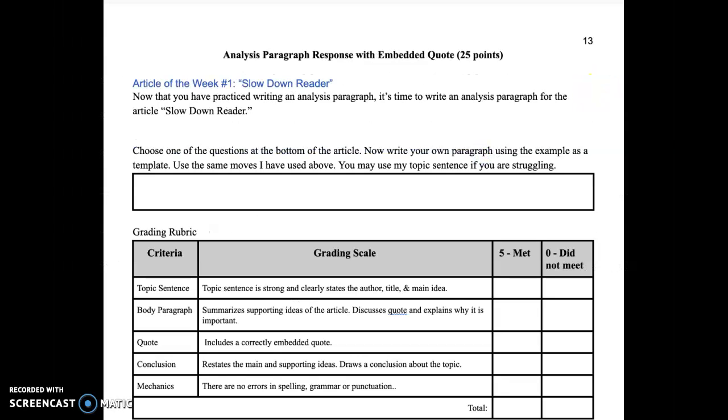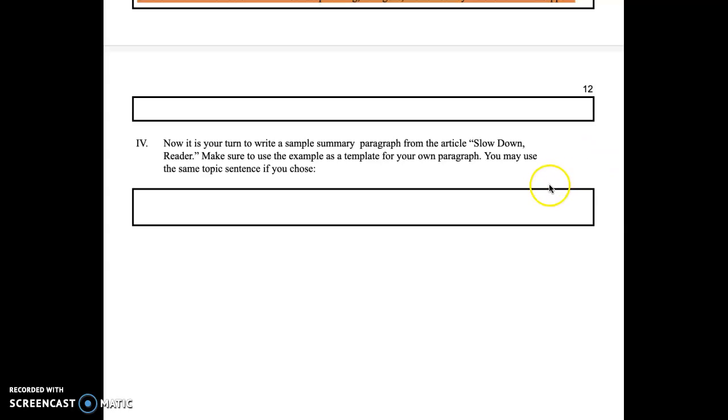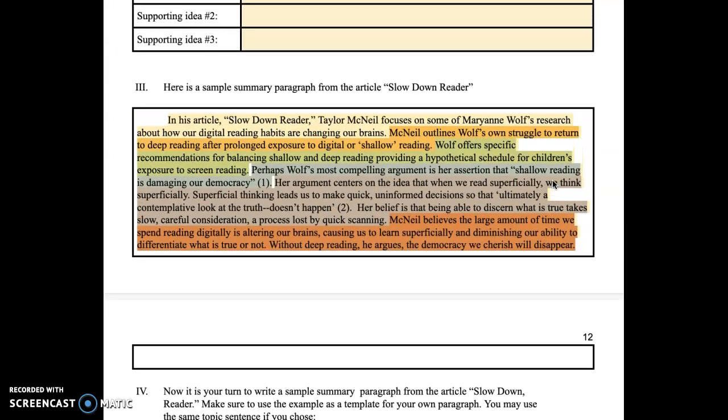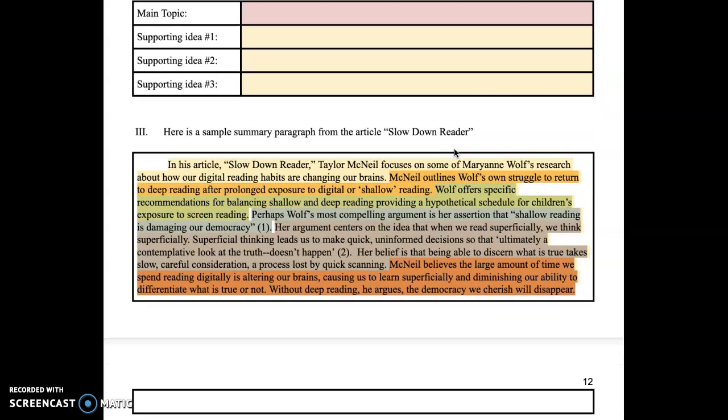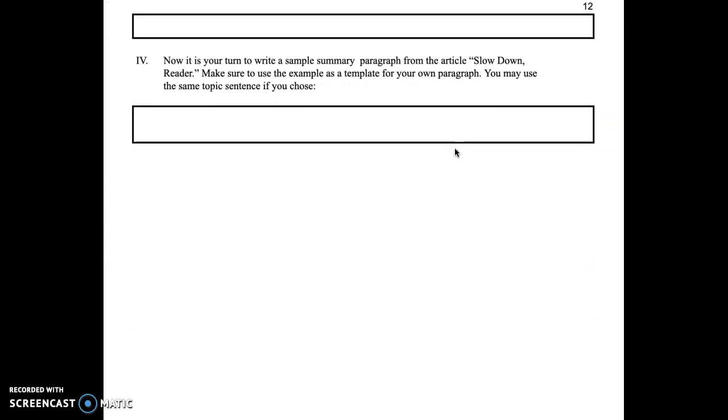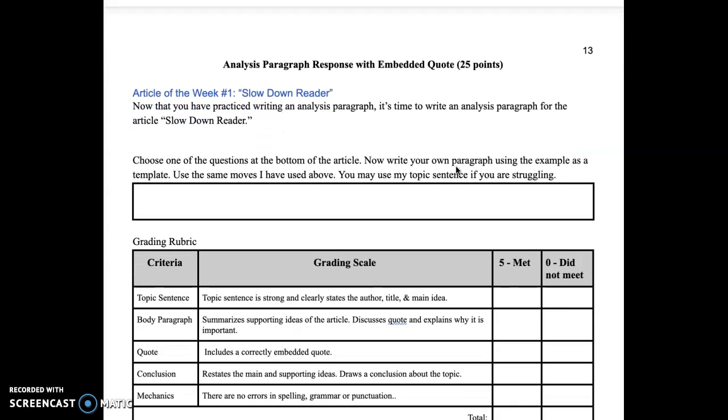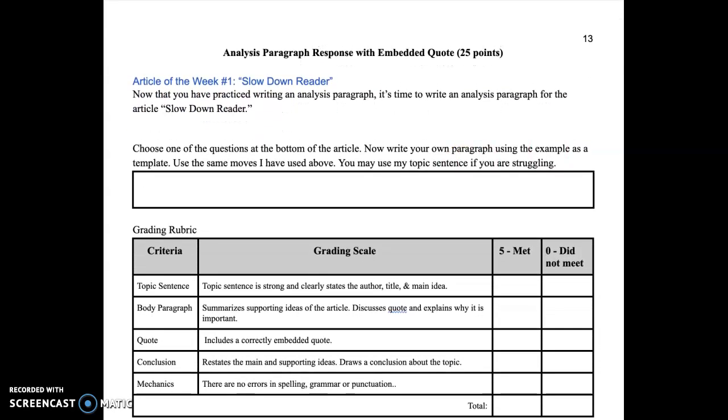So now you have your personal narrative completed. That's going to be the first paragraph of your writing response. That is done. Your second paragraph will be the summary paragraph that you wrote yesterday. Here's my example. That was your homework for yesterday, where you were going to take the main topic, three supporting ideas, and a quote, and use that to write your summary paragraph here. That's the second paragraph of your written response.